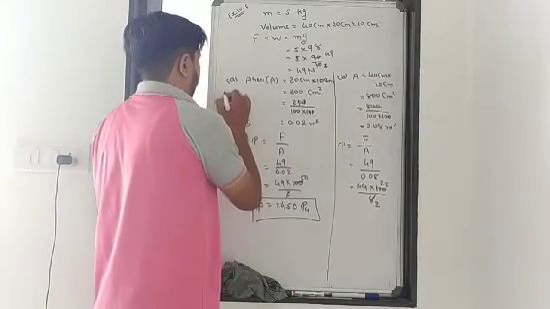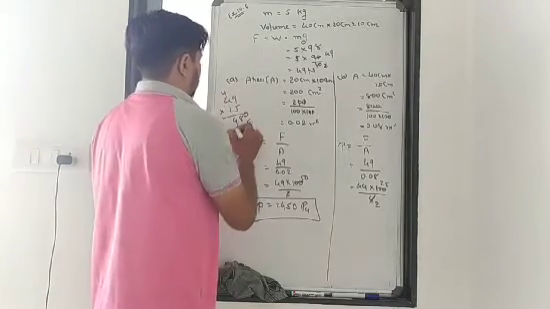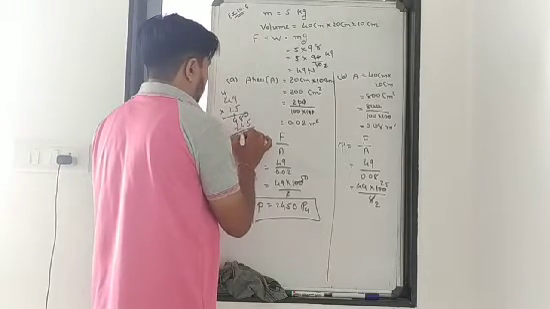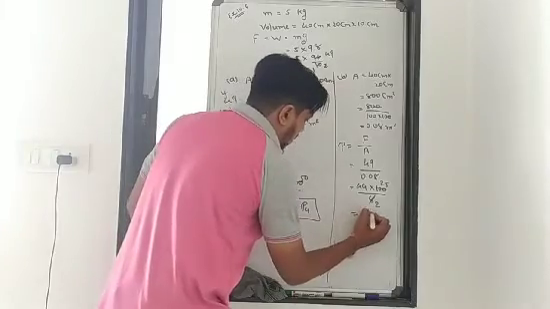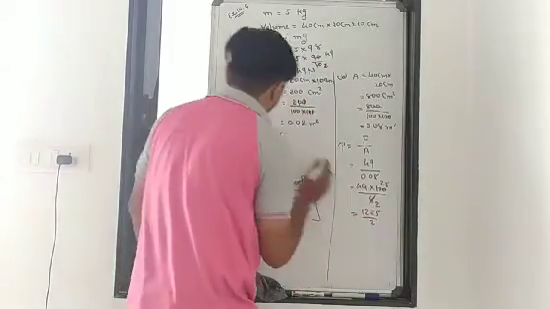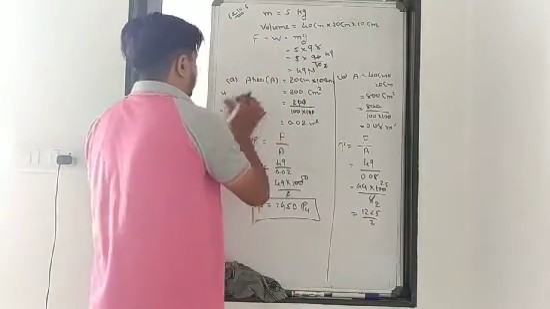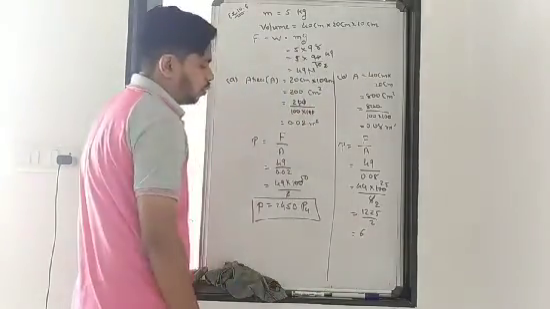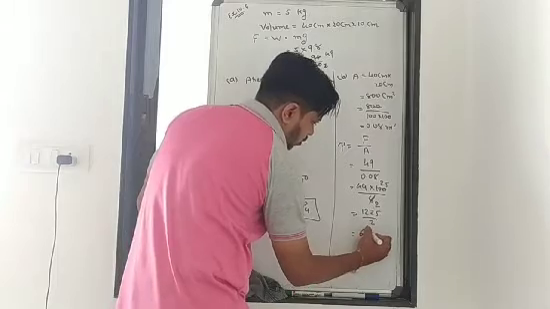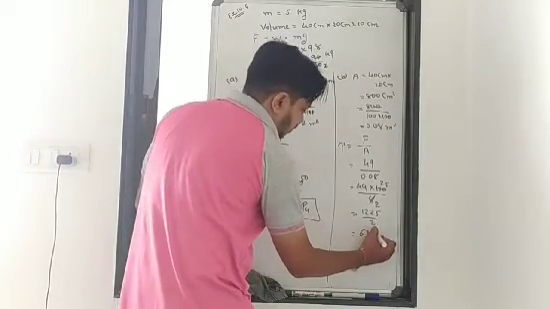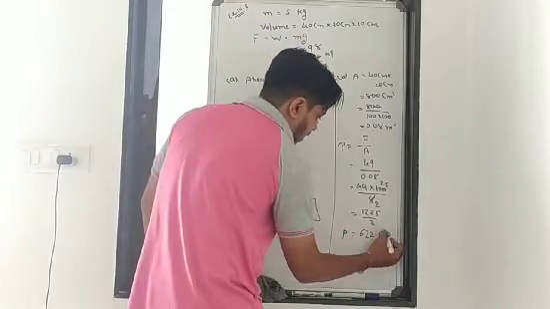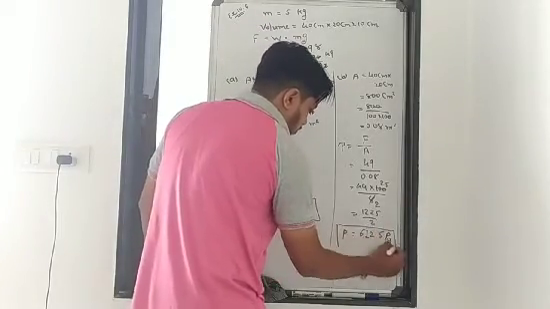9 5s are 45. 20. 4, it's a 5. 8 4s are 12 and 11. It's 1225 divided by 2. Now division. Right? 6 2s are 12. 2 1s are 2. 2 2s are 4. 5 2s. So P is equal to 612.5 Pascal.